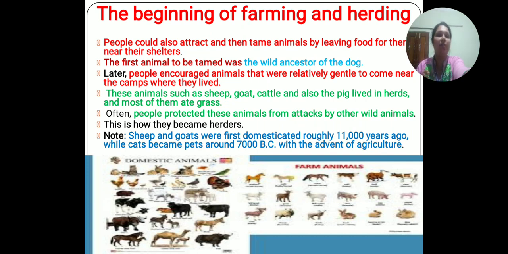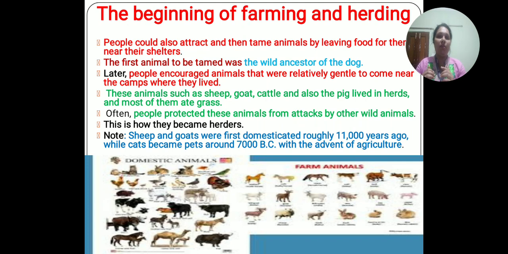They started keeping them with themselves, and this is how they became herders. Because when they started protecting them, giving them food, managing them in a group, and allowing these animals to come to their camp, this way they became herders. They became people who were taking care of the animals in a group.